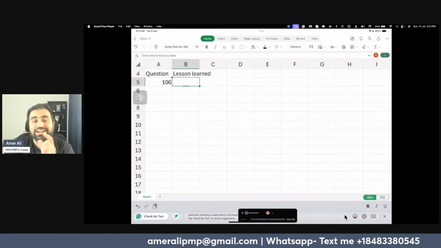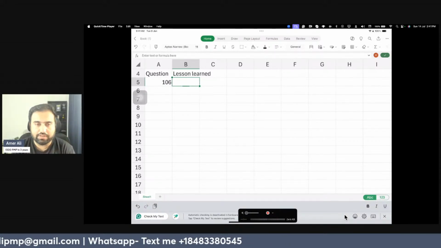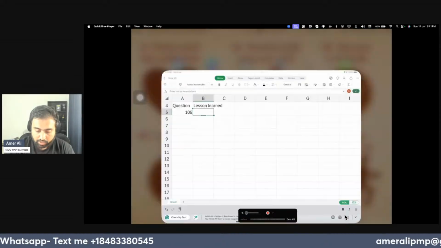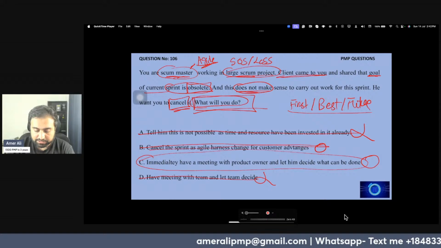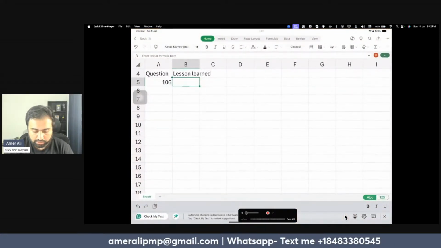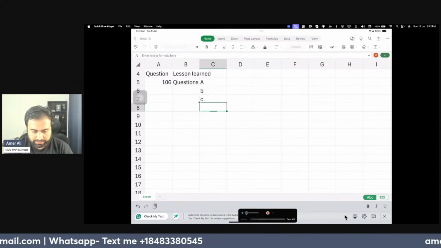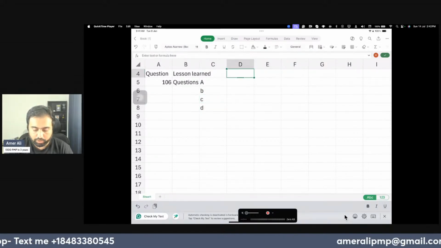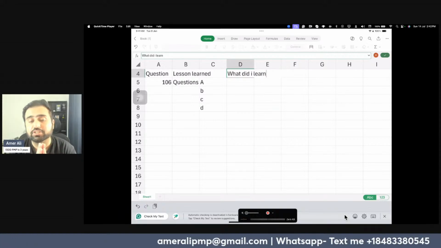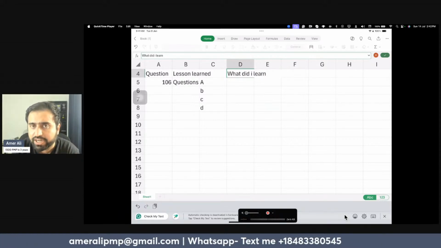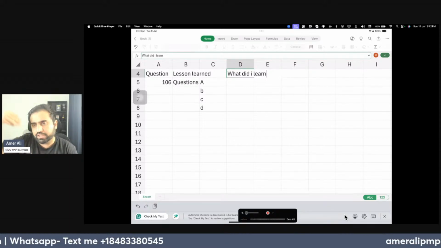What did I learn from it? Now, there are two ways. You choose whichever way you like. You can even copy the question, put all the options, A, B, C, D, and here you can put what did I learn. This method is also good. This is the more detailed one. This will take more time, but it is very effective. It can help you in the long term.